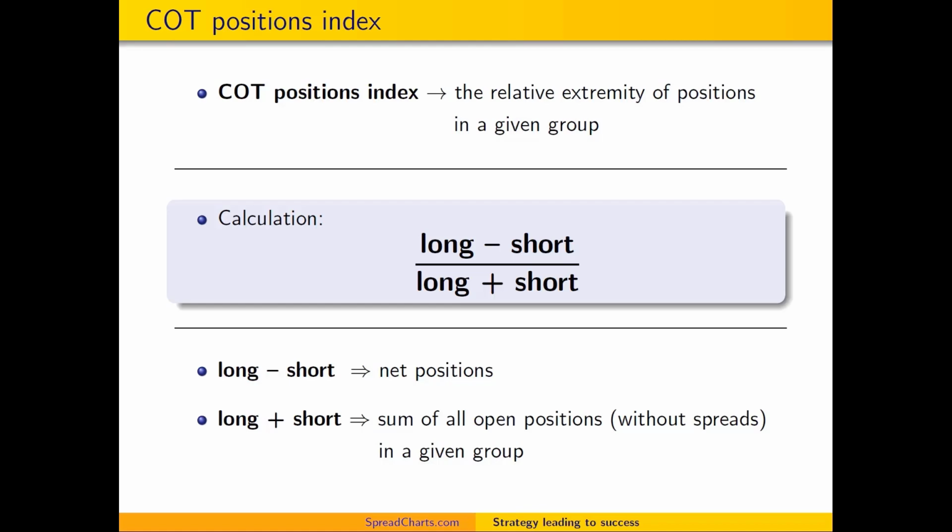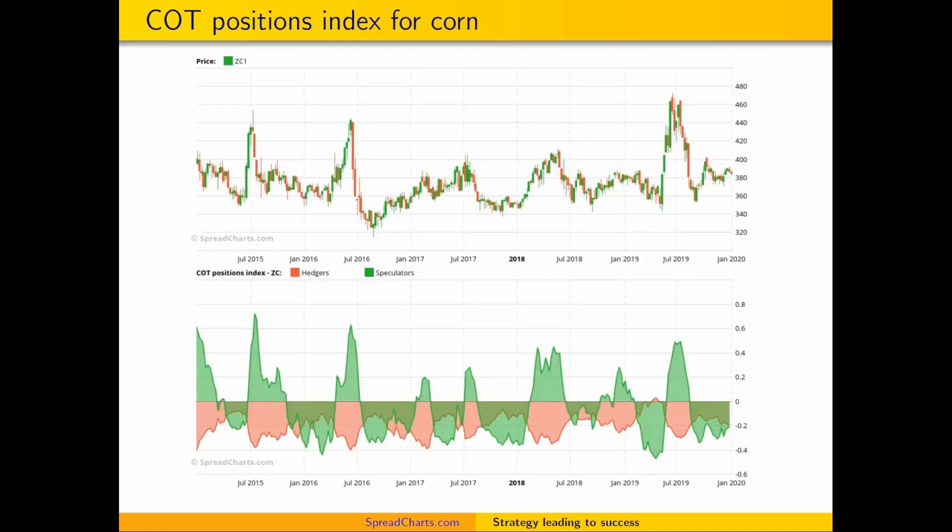And here is the corn chart during the same period as before, but this time with the COT index displayed. As the calculation implies, its value can oscillate between -1 and +1. When it hypothetically gets to +1, the group holds long positions only. When it falls to -1, the group has just short positions. In practice, it's best to compare the current value with the past data to identify extremes. There is no difference in the analytical process compared to net positions.